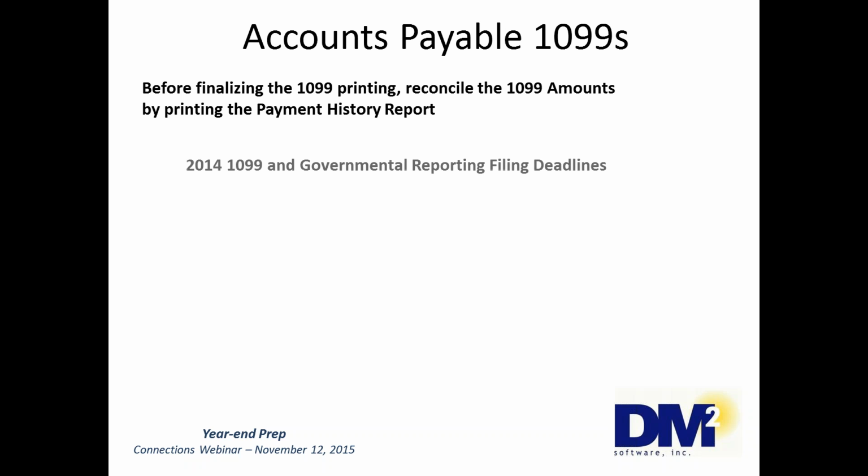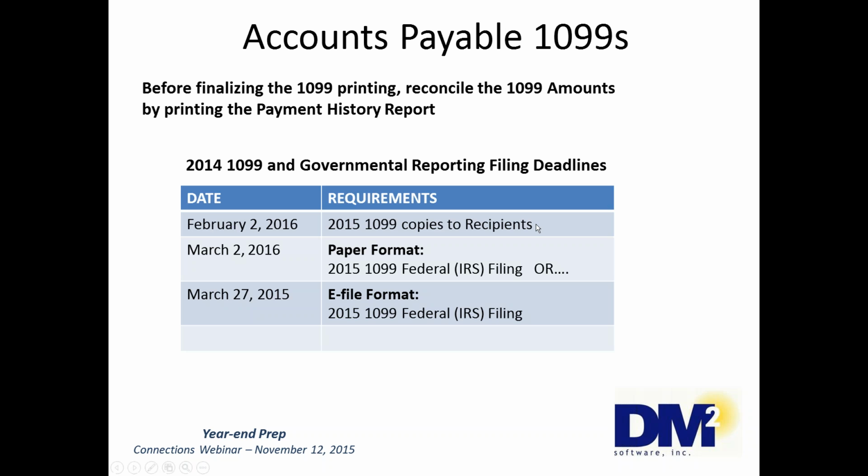So just like with AP payroll, there are some deadlines. February 2nd for 1099 copies to your recipients. March 2nd for paper format for your federal IRS filings, or March 27th if you're using e-filing format.